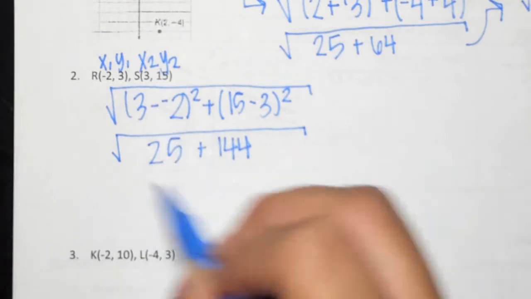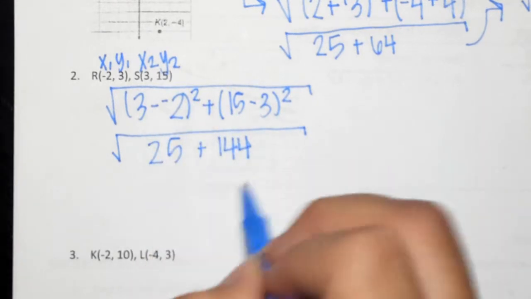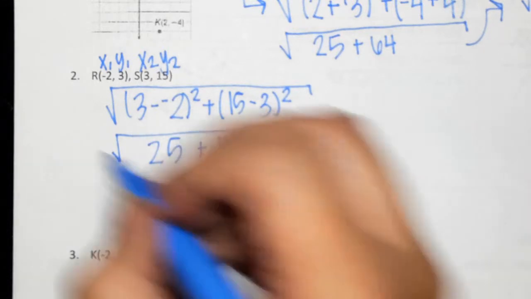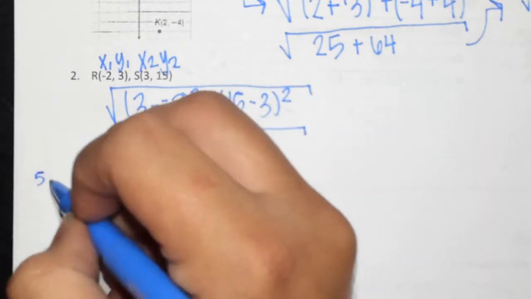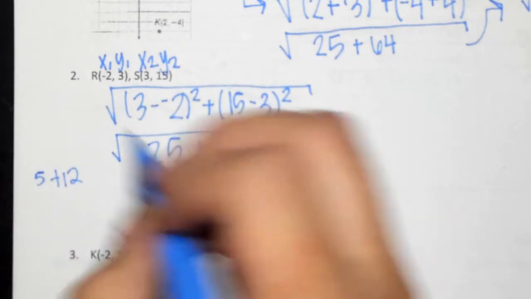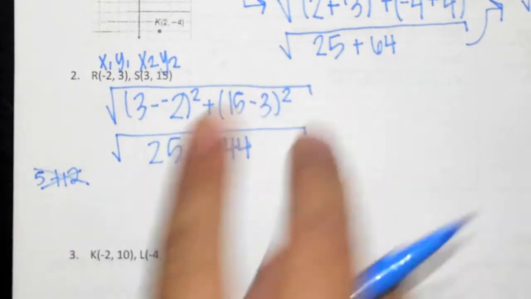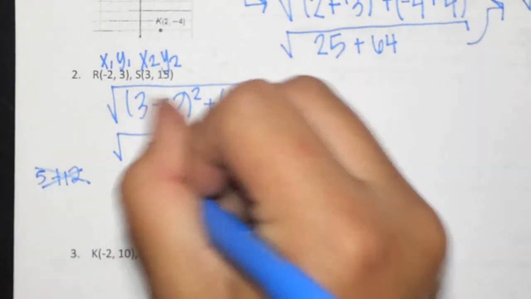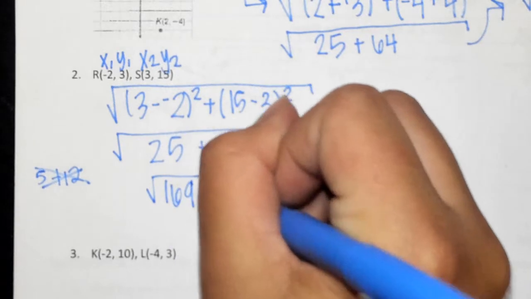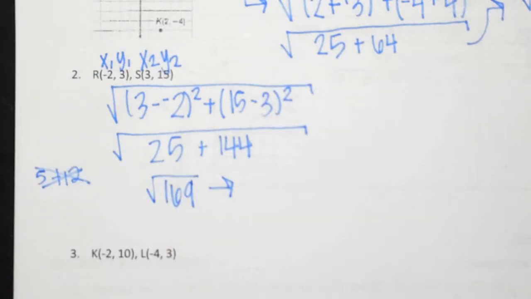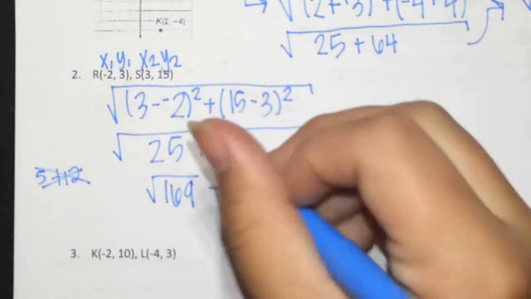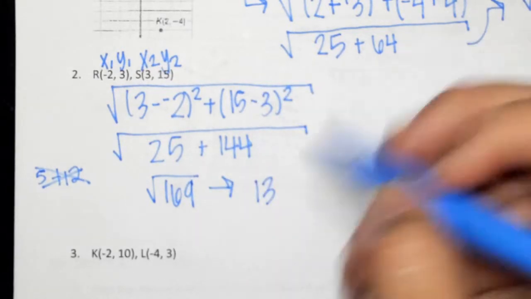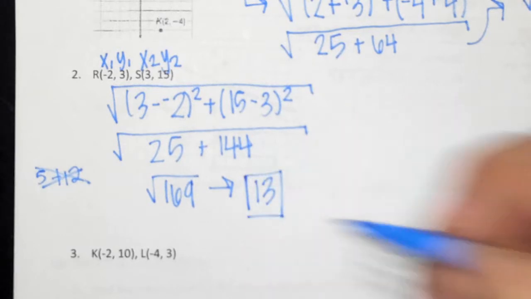Hey, real quick. Some people get this, and then they go, oh, well, the square root of 25 is 5, and the square root of 144 is 12, so 5 plus 12, the answer is 17. No, don't do that. You have to add them together first. What's the square root of 169? What? 13.